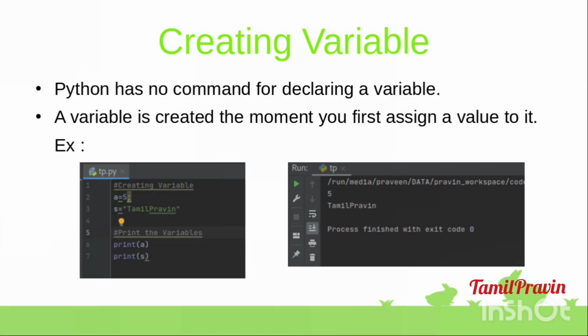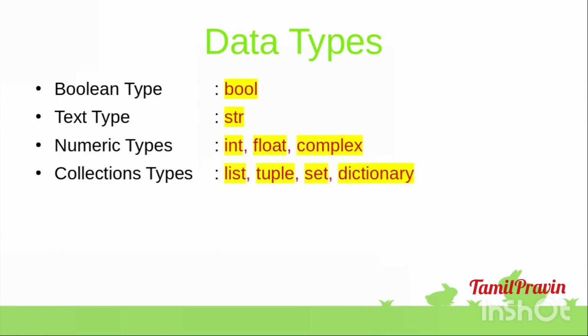Okay. Here we learned to create a variable. Next one is data types. Like other programming languages, Python also has data types like the Boolean data type, text data type or string data type, numeric data type and collection data type. The collection data type consists of list, tuple, set and dictionary. Under numeric data type, we have int, float and complex.